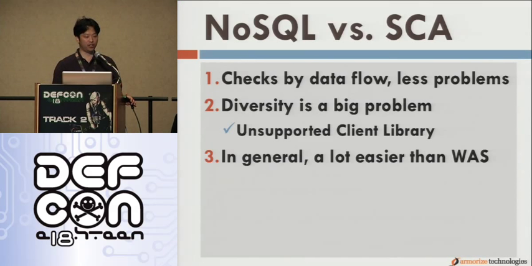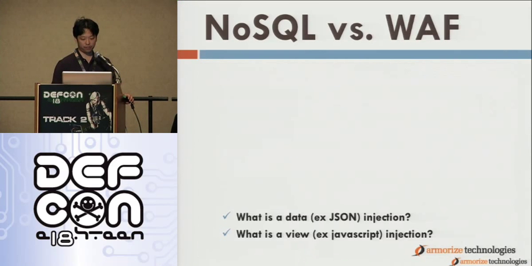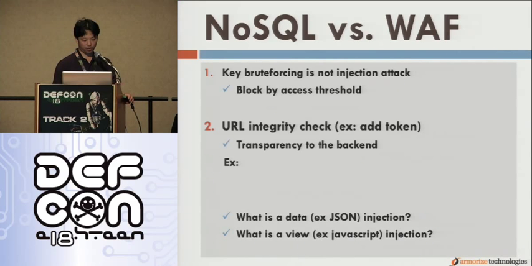NoSQL impacts on static analysis, or source code analysis. Source code analysis checks by data flow, so there's less of a problem. But diversity is a big problem, because you have to recognize so many implementations of NoSQL databases. And so right now there are a lot of unsupported client libraries. But in general, it's a lot easier than for web application scanners. Sorry.